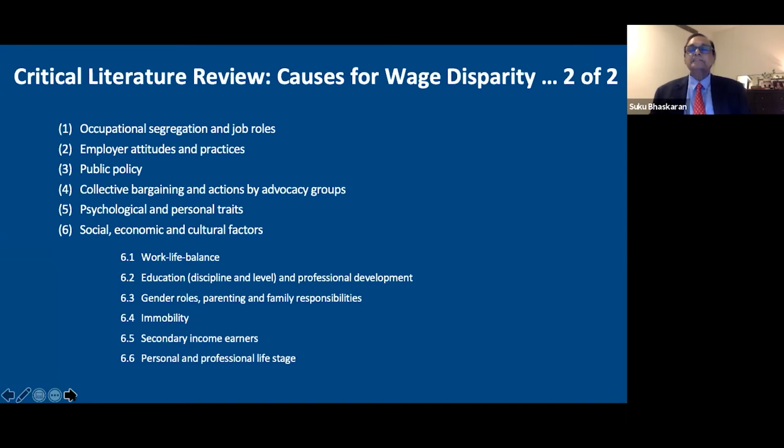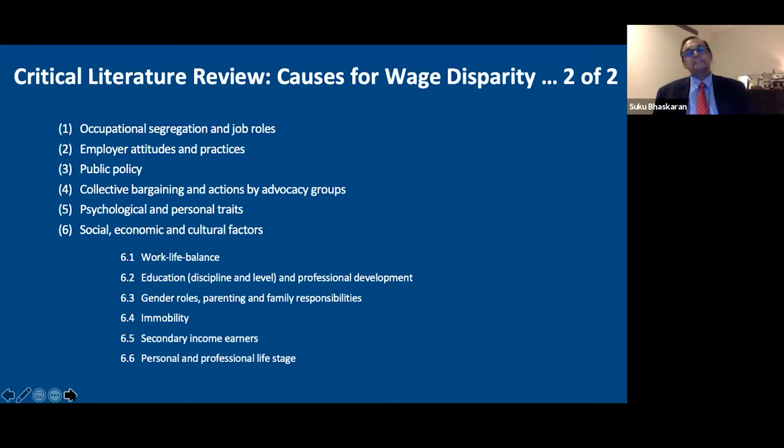And then personal and professional lifestyle. At various stages in their life, either to have a family or to look after their children and other things, they tend to decide to move out of the work environment and concentrate on family and other matters and come back to work later, which means they lose several years in between. And also they come back on a part-time basis. And this contributes to the disparity in wages.